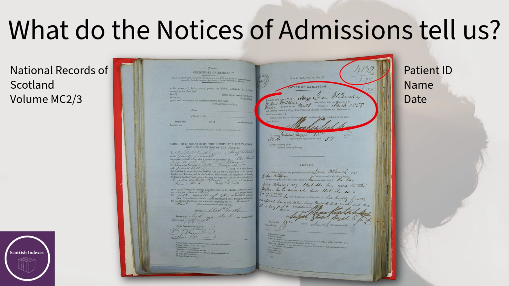Now we see at the top of the admission form, we have that patient ID that we saw in the General Register. We also have the patient's name, of course, and the date of admission. Now, these forms are usually in date order, but in the early years of this series, they're not always. But what does this form tell us?